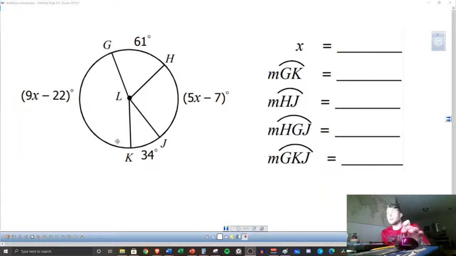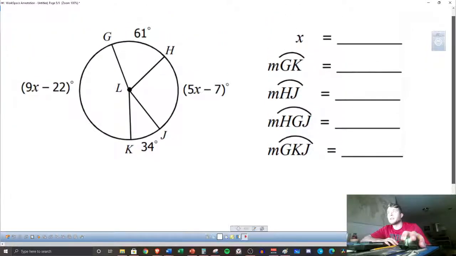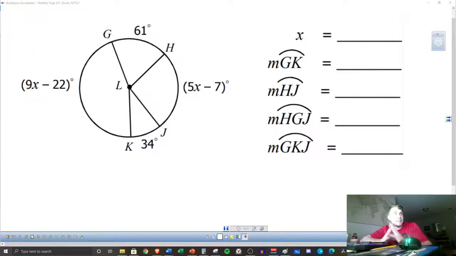All right, so you had time to work it. Let's talk about the strategy. If you're confused on what actually needed to happen for this, hopefully this will make sense. All of these arc measures, we have two of them we have the actual measure for, and then we have two that are unknown. We have to solve for them. But every single arc measure, when we add them all up, has to equal 360 degrees, right?